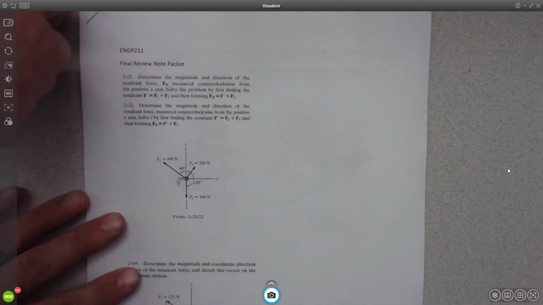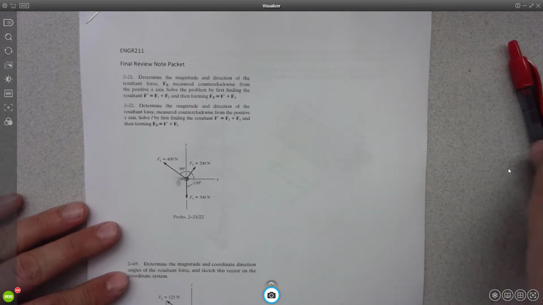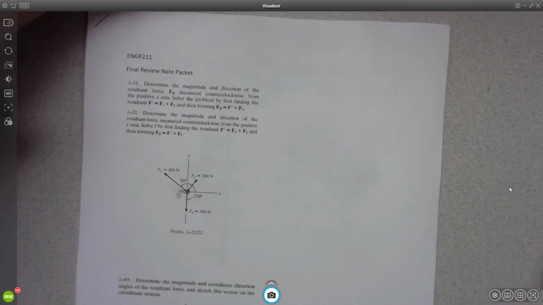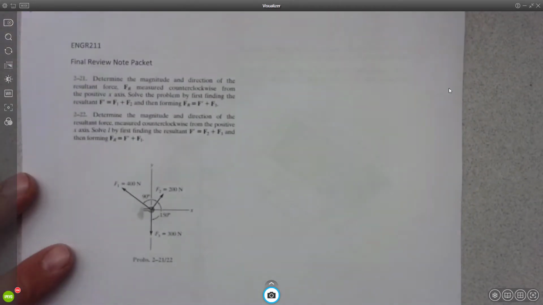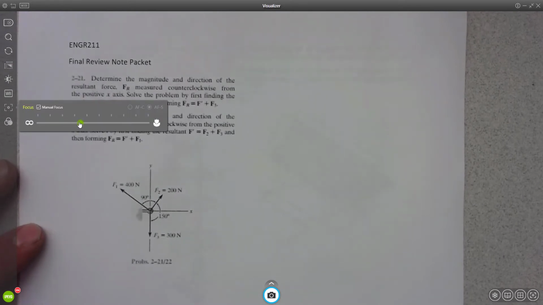All right, so I dug into the archives and pulled up an old engineering statics review packet that I made several years ago and got it out for you because I had somebody ask me about it. And I wasn't going to make a review packet, but then I thought, well, no harm.